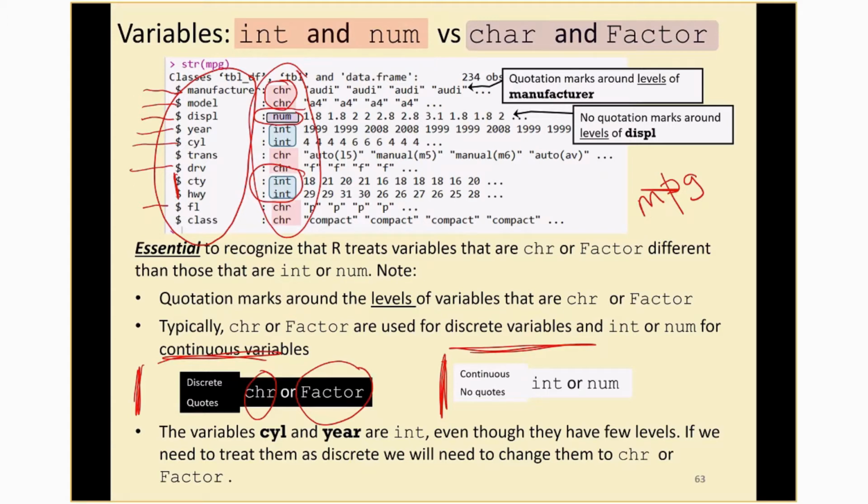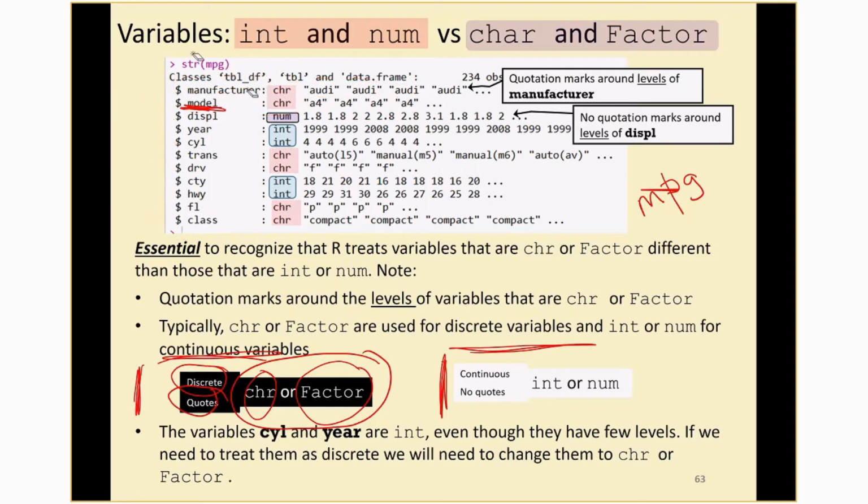If you've got something that's a character or a factor, the variable is a discrete variable. So if we come up here and think about manufacturer or model, for example, they can only take on discrete values. The notion of quotes: if we look at manufacturer or if we look at model and we look at some of the levels, like there's our Audi, notice that it's in quotes. Audi is in quotes, or the model A4 is inside quotes. So that's these guys here.